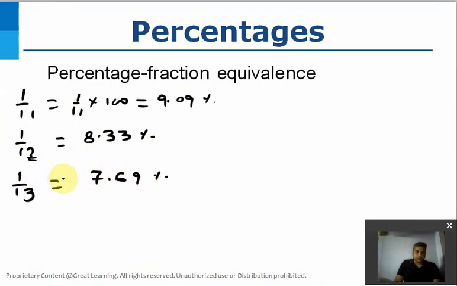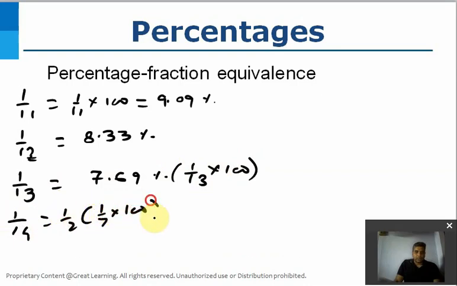You just need to solve this. This is 1 by 13 into 100. Similarly, 1 by 14 is nothing but half of 1 by 7, which we got in the last question. We got 14.28%, so it becomes 7.14%.